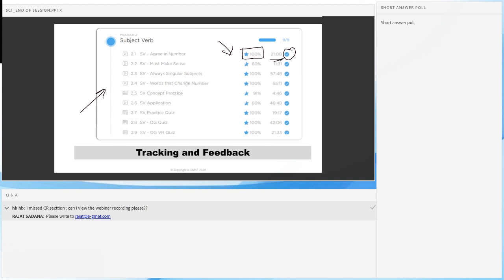Over here, you see that this time is not the length of the file. It's the time that this person has spent. This file is not just an MP4 video. It actually is an interactive video, which means that the person has to interact with it. And if the person doesn't, then the file doesn't move forward. So it keeps you active while learning.